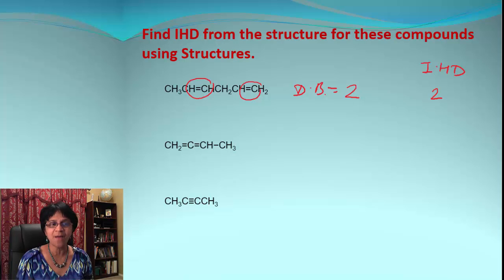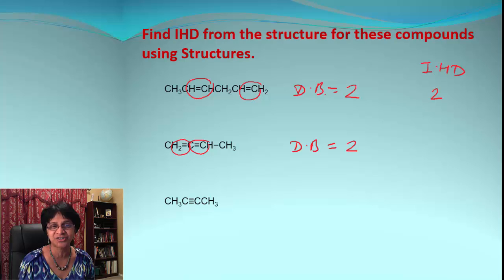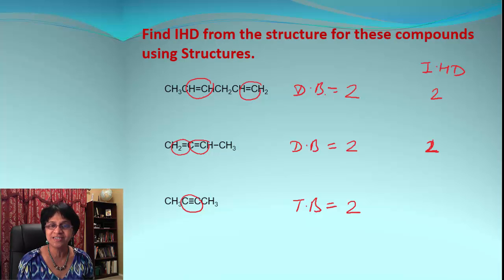Let's look at the second example. Again, our focus is on how many bonds we got. We only had double bonds, no triple bond in this example, and we got 2 double bonds. Each one counts for 1 degree of unsaturation. So the total is 2, and IHD will be equal to 2 for this. Look at the third one. We got a triple bond, just 1, but a triple bond counts for 2 degrees of unsaturation. So this is again going to be 2 as IHD.